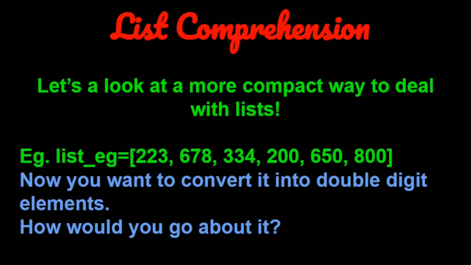Okay, so instead of just talking, let's actually see how list comprehension works. For example, I have this list holding all these numbers, and if you observe, these are all 3-digit numbers. Now what I want to do is convert all of them into two digits. That is, it should be 22.3, 67.8 and so on. So how do you think we'll go about it?